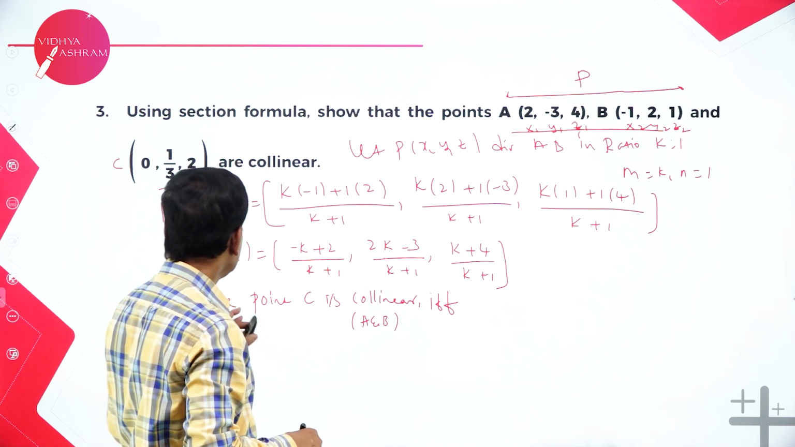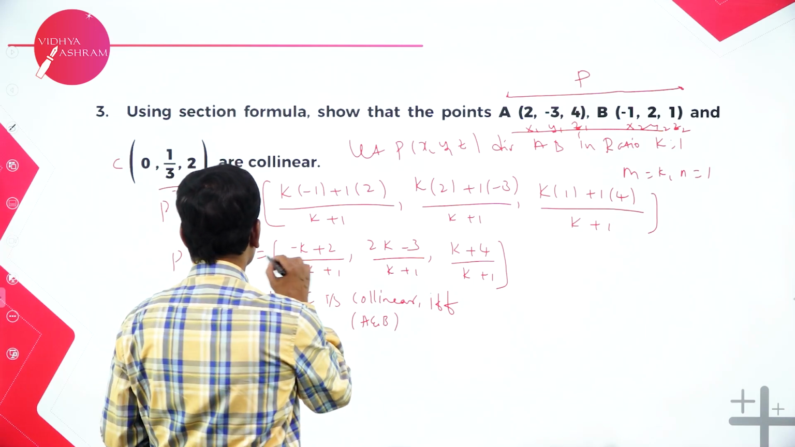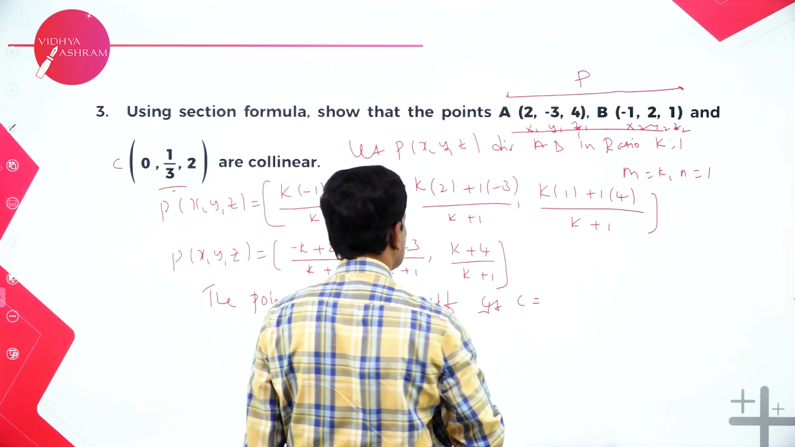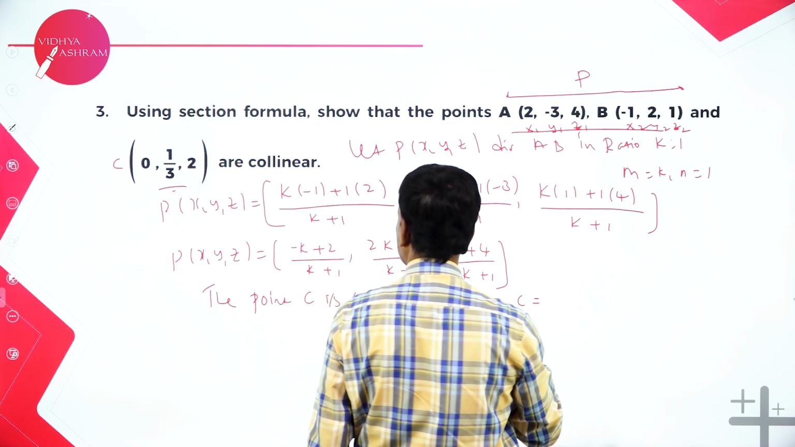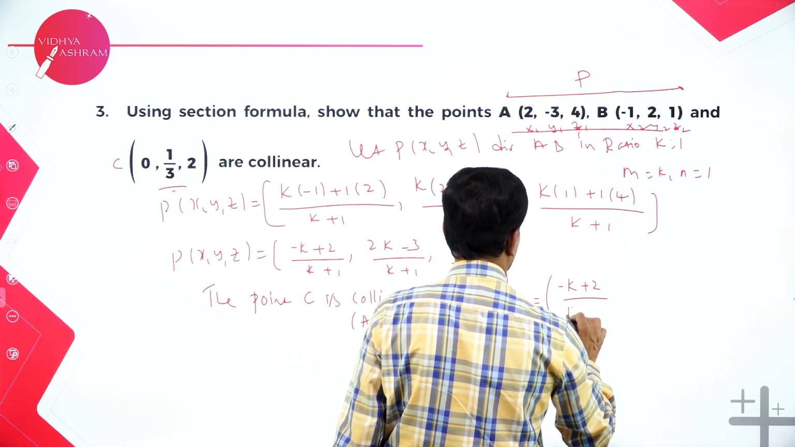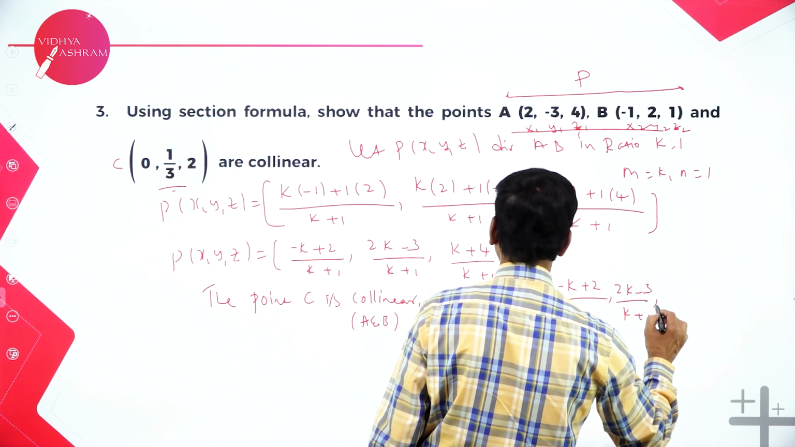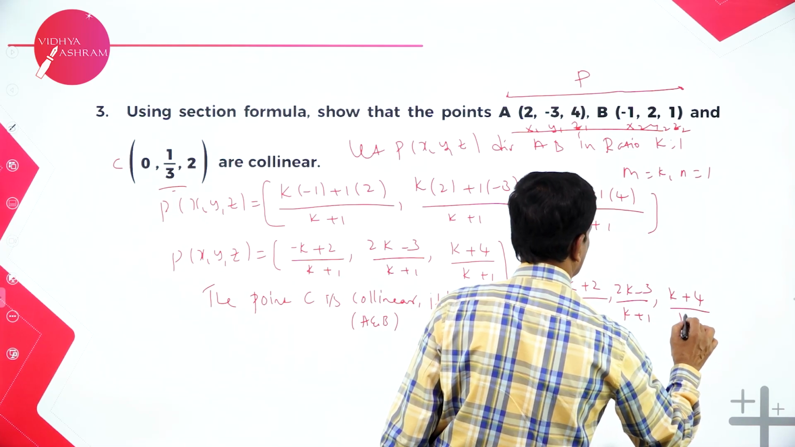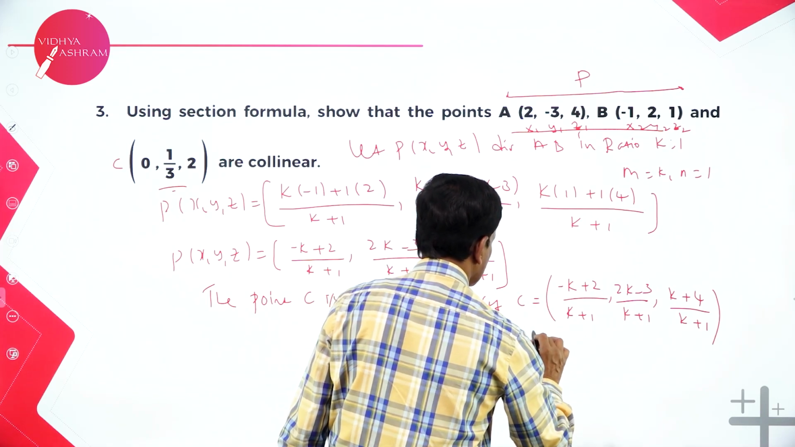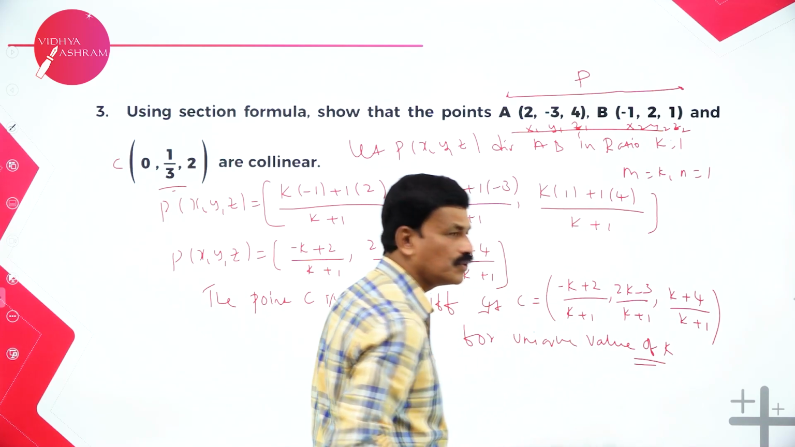So the point C is collinear. The point C is collinear with A and B if and only if C is equal to this point for a unique value of k. If C is equal to (minus k plus 2) divided by (k plus 1), comma, (2k minus 3) divided by (k plus 1), comma, (k plus 4) divided by (k plus 1), they are equal for a unique value of k.